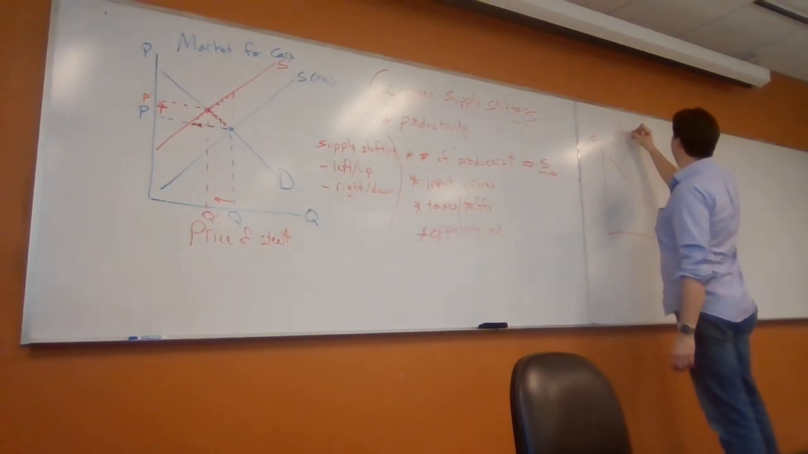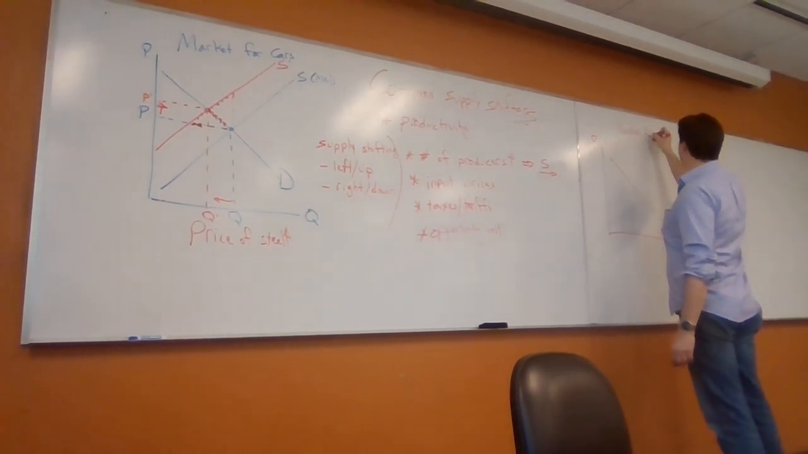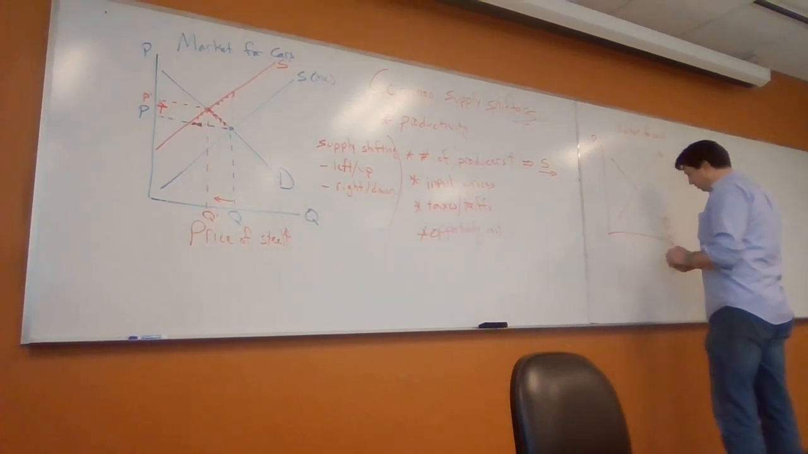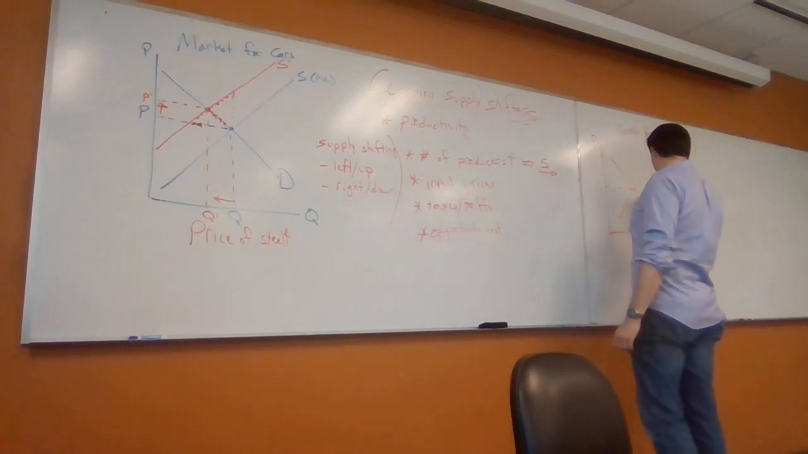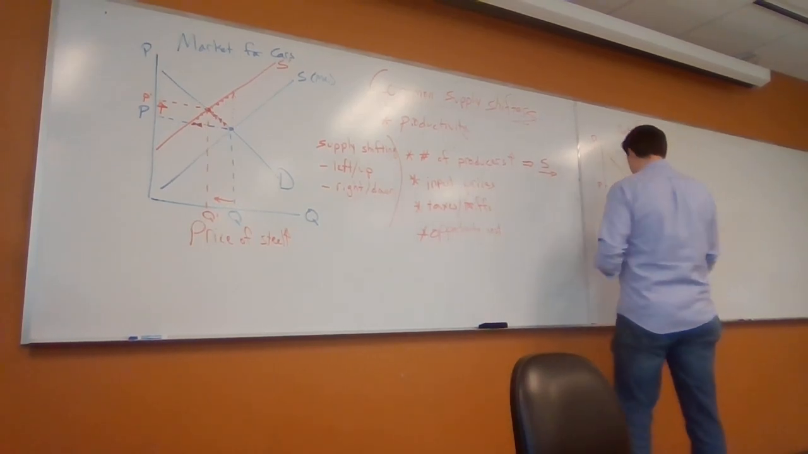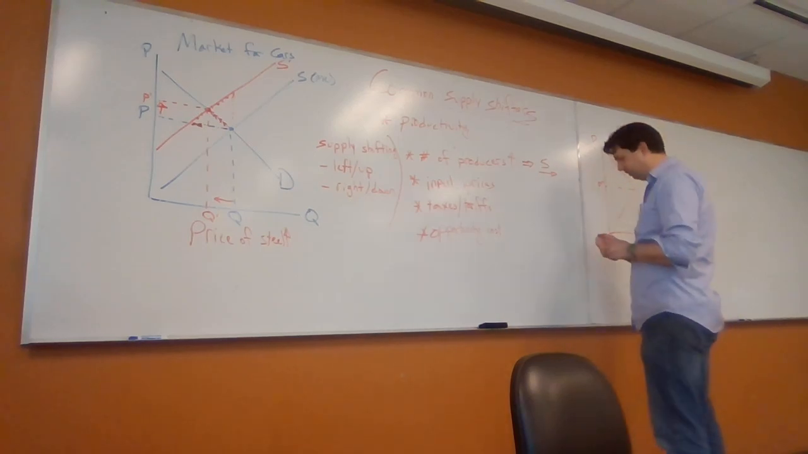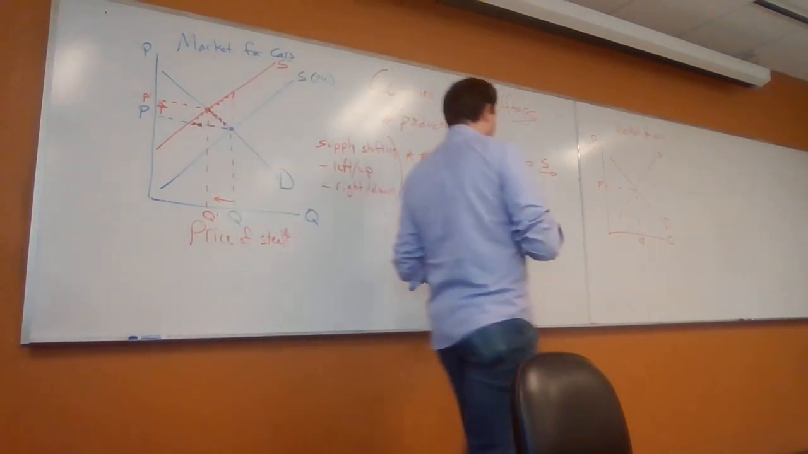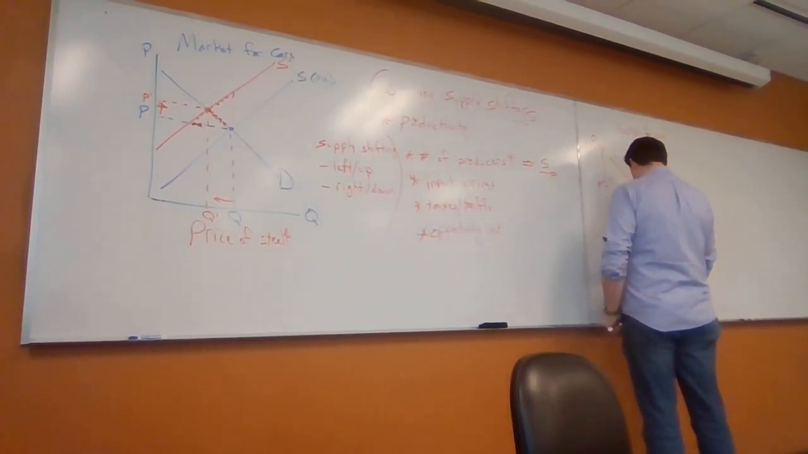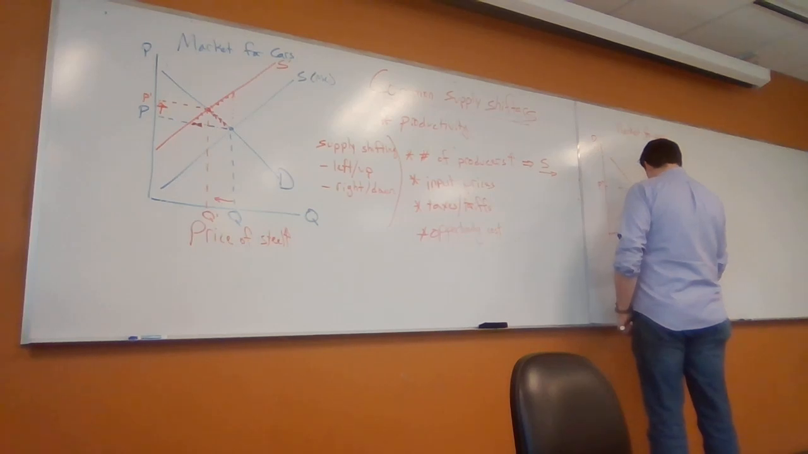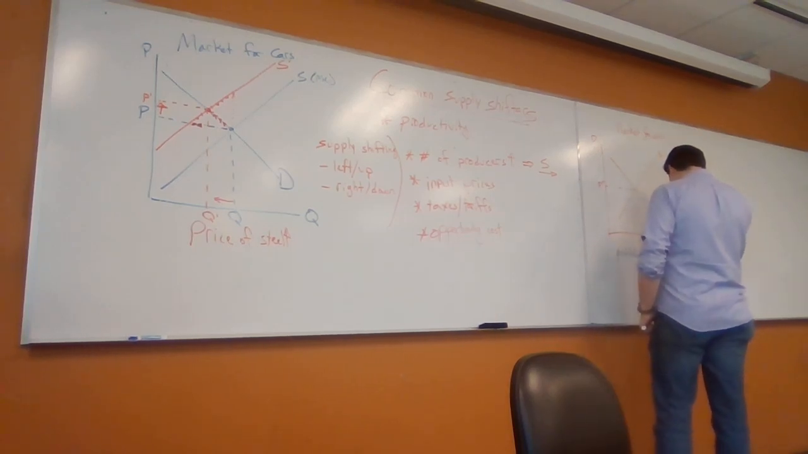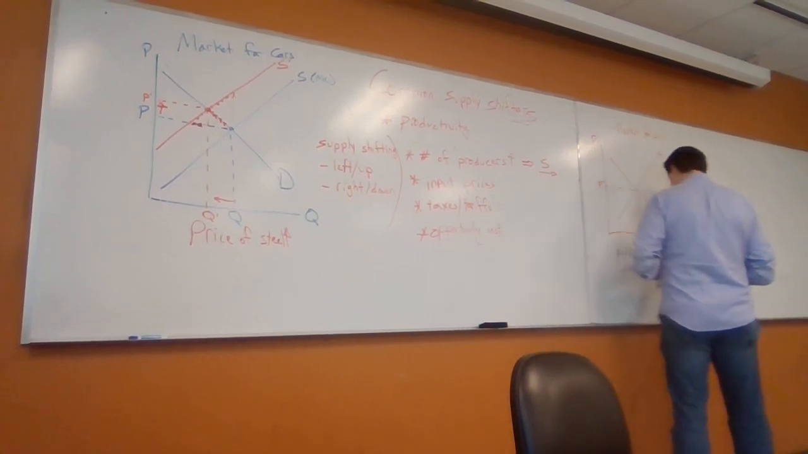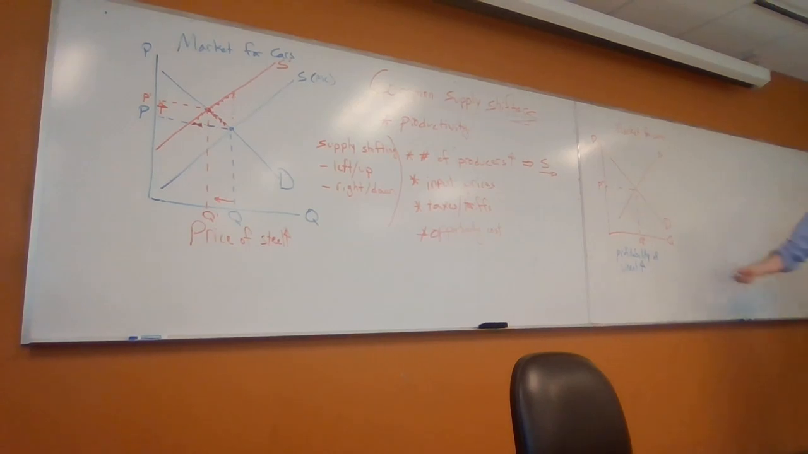This is going to be the market for corn. And we have an upward sloping supply curve and a downward sloping demand curve. Let's throw in our P's and Q's. Sometimes I add a little star to distinguish it from the axis. And let's imagine the profitability of wheat goes up.